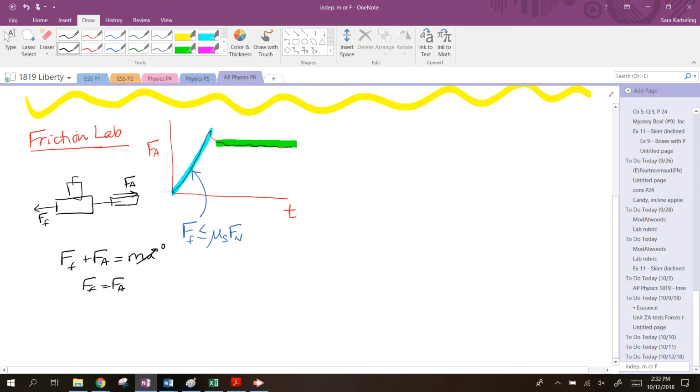But down here in this green part, my net force is 0 again. F net is equal to 0. But now I've got FF kinetic is equal to mu K Fn. Not trivial. Maybe I just didn't make a big enough deal about it when we were doing the lab. But this part and this part are important.